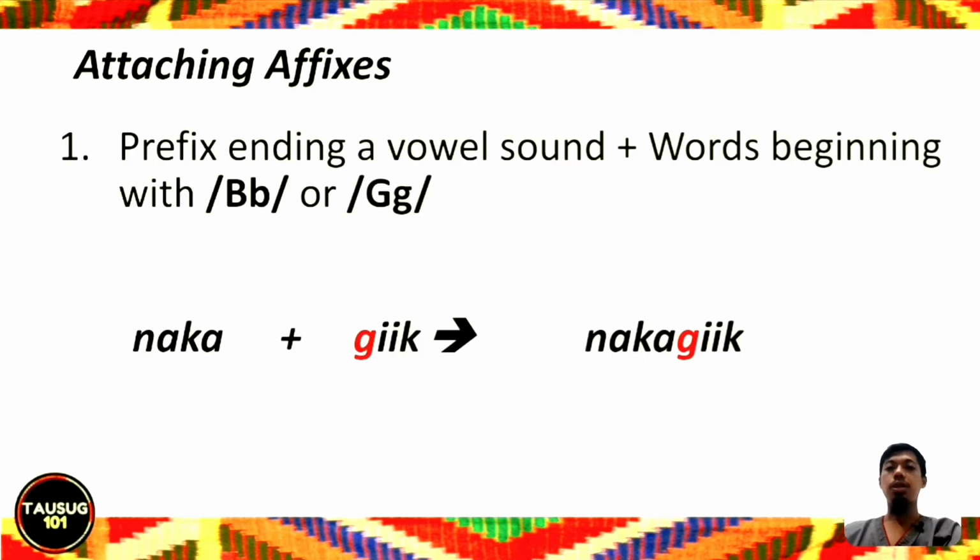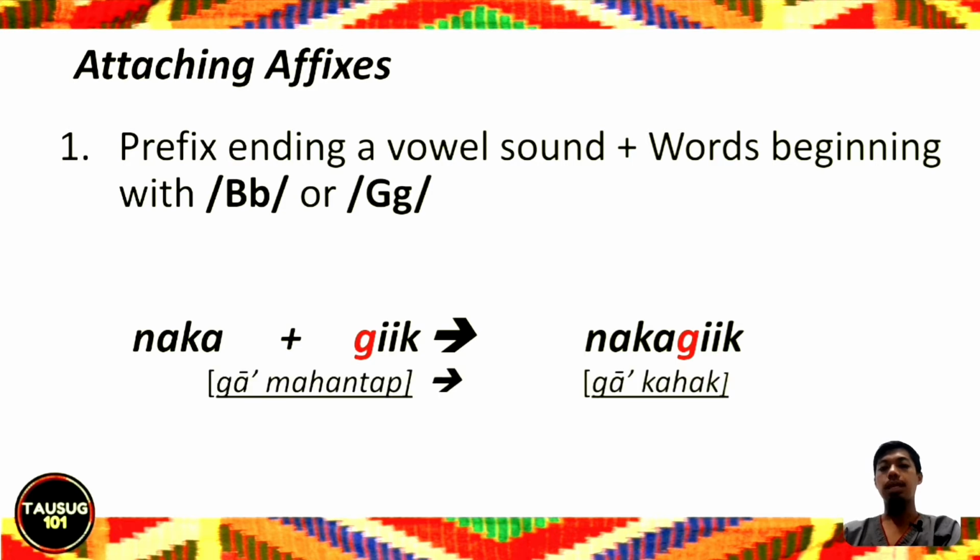So when we attach prefixes ending with a vowel sound like ma, na, naka, and we add words beginning with letters ba or ga, like here, naka, giik. Giik assumes the ga mahantap sound because it is at the beginning of the word. Giik means step, to step on. Now, when we connect the prefix naka, it now becomes nakariik.